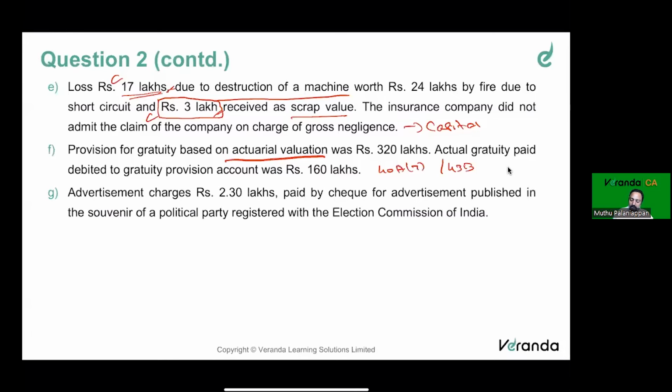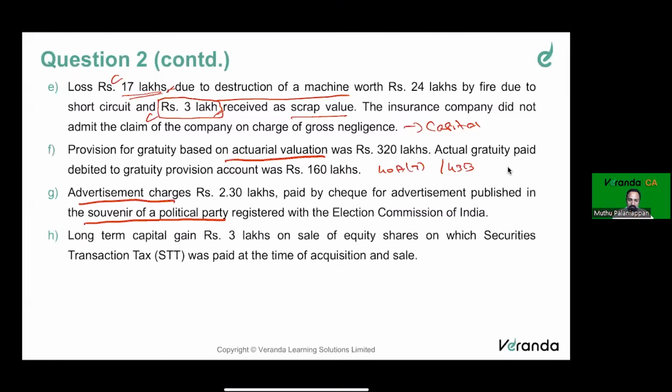And then you have an advertisement charge for a souvenir of a political party, whether it is an eligible expenditure or not. Section 37, subsection 2B provides that whatever is relevant to advertisement cost on a souvenir of a political party is not an eligible expenditure. However, this is eligible for deduction under section 80GGB. So that is with respect to advertisement charges.